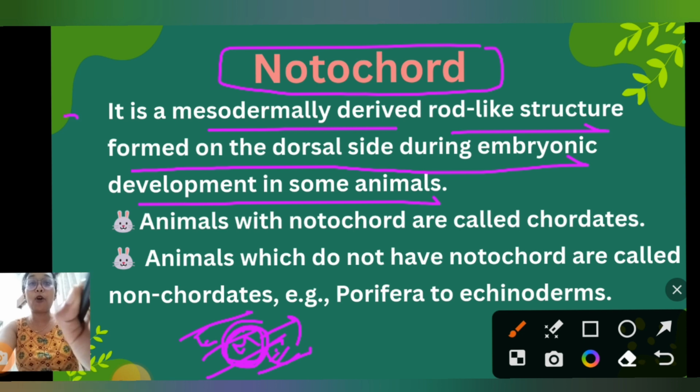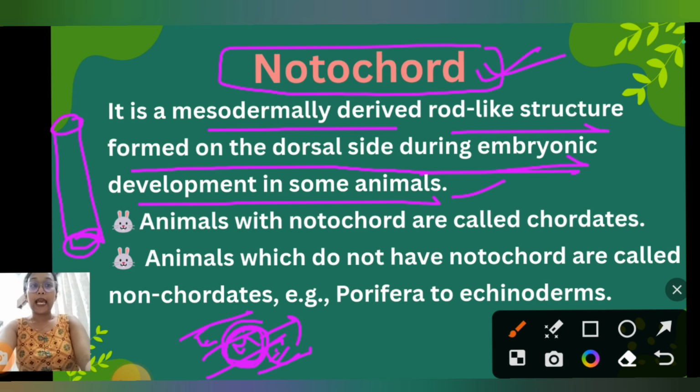They are rod-like in shape, formed on the dorsal side. What do you mean by dorsal side? Dorsal means back side. One more term is ventral. Ventral means front side, and dorsal is back side. So they are present on the back side of the body, and during embryonic development you can see the notochord.